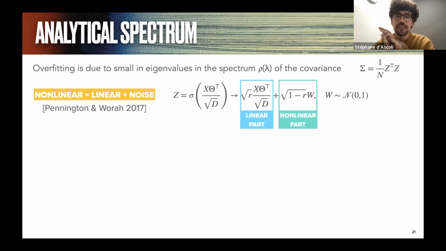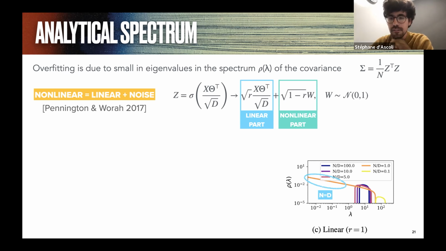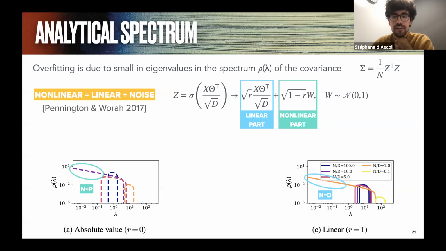So to try and show you where this comes from, what we did is we decomposed in the high dimensional limit. We can see that the action of the nonlinearity is essentially equivalent to a linear part plus a nonlinear part. And these two parts give different contributions to the spectrum of the matrix, so its eigenvalues. If we only look at the linear part, we get vanishingly small eigenvalues in the spectrum when n is equal to d, as one can expect. This is what we observe in linear models, right? If we only look at the nonlinear part, we get very small eigenvalues instead when n is equal to p.